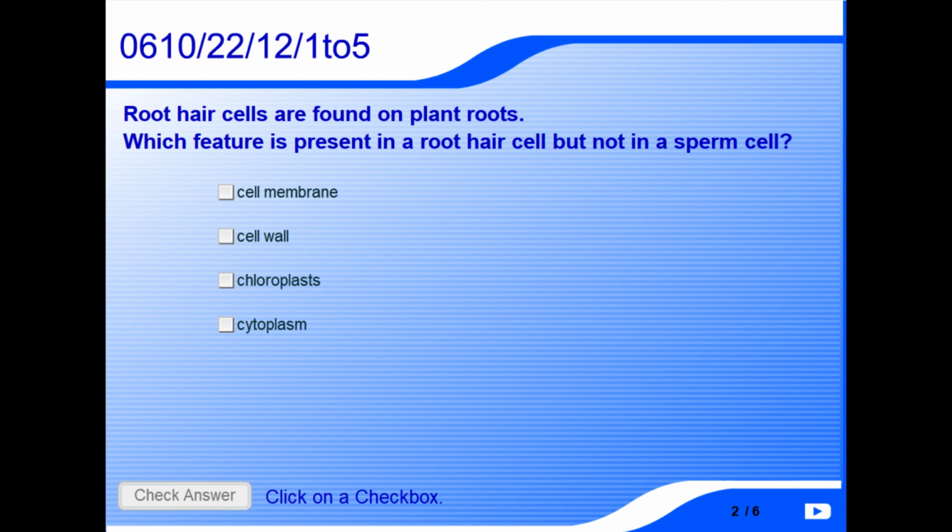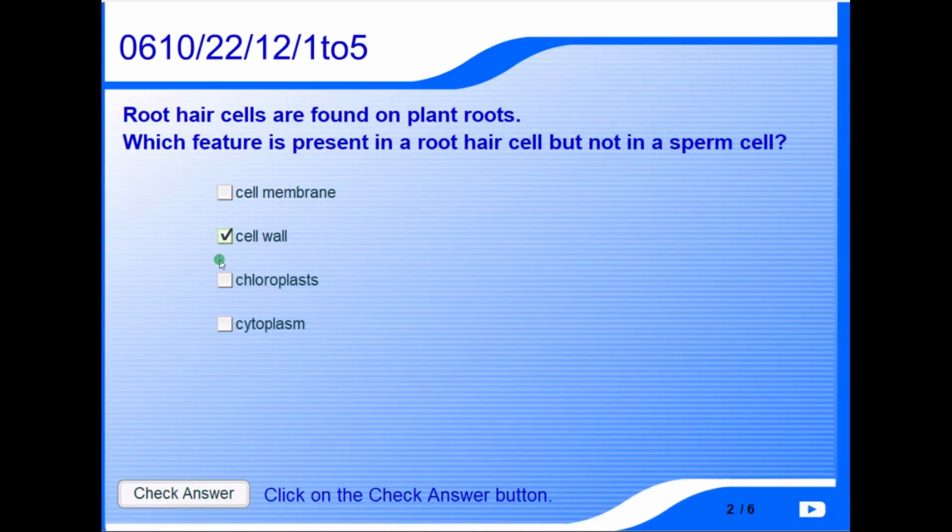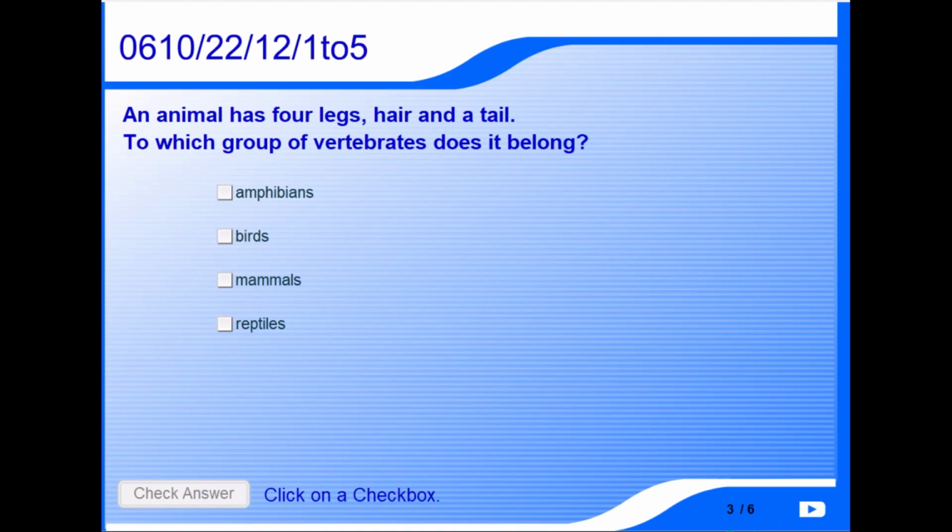The keywords or phrases in the third question are plant roots, root hair cells versus sperm cells. This question is asking the difference between plant cells and animal cells. The cell membrane is present in both animal and plant cells. The chloroplast is not present in either root hair cells or sperm cells. The cytoplasm is present in both cells. So the correct answer is the cell wall, which is present only in root hair cells, not in sperm cells.